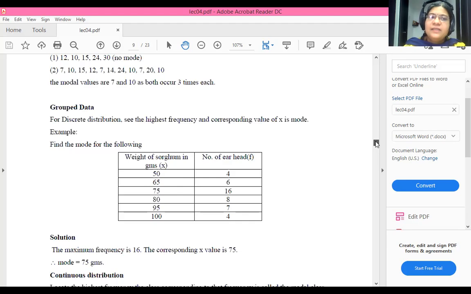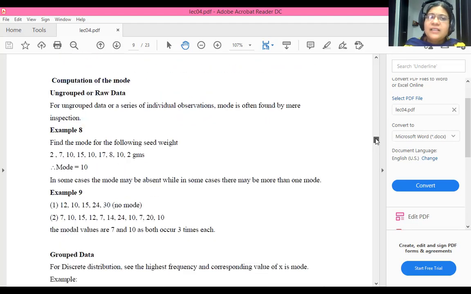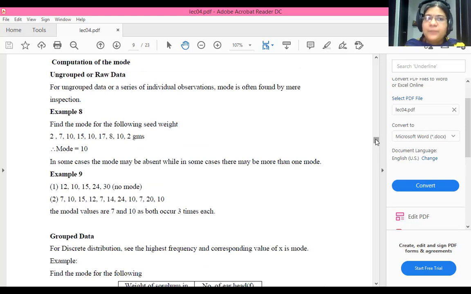Next, how to calculate the mode in raw data. For ungrouped data or a series of individual observations, the mode is found by mere inspection. Means if the series is given, you can find which number is repeated. So if I say find the mode for the following seed weights: 2, 10, 15, 10, 17, 8, 10, 2. Here the most repeated observation is 10. So in this case, the mode is 10.